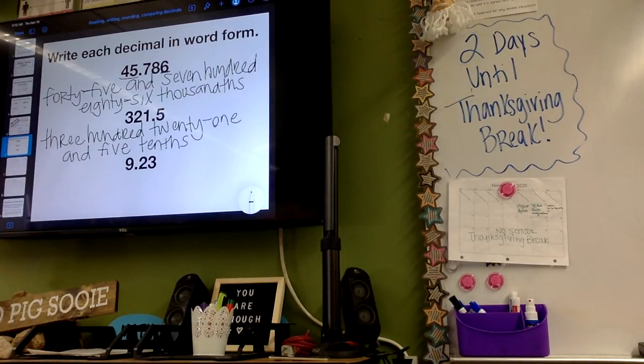All right, last one, 9 and 23 hundredths. So I write my whole number, 9, my decimal point, and write my decimal numbers, 23, and then my place value, hundredths.